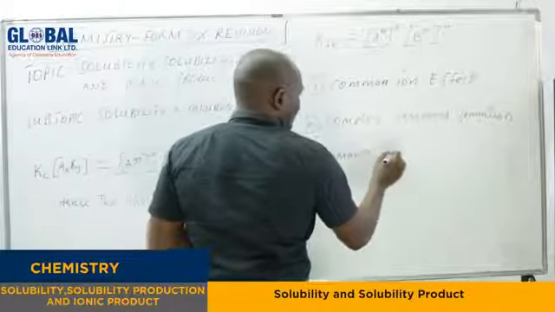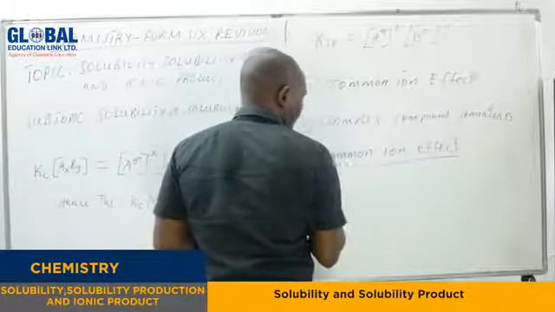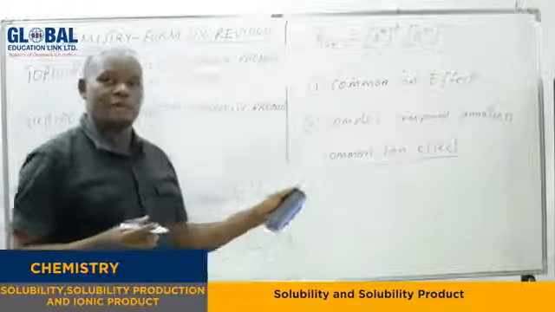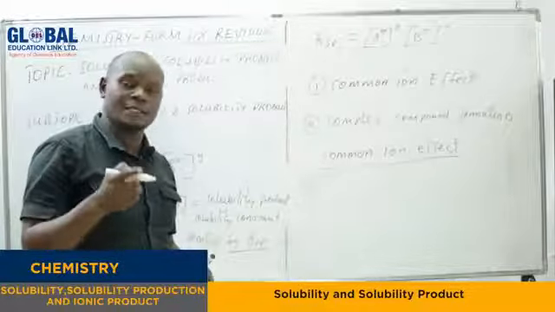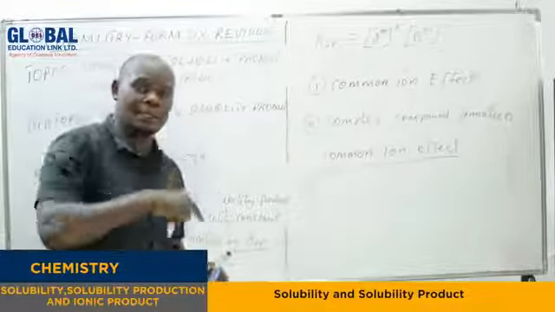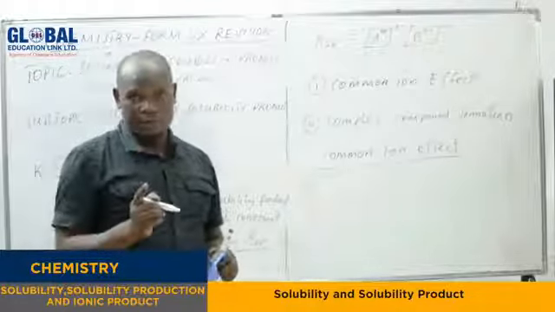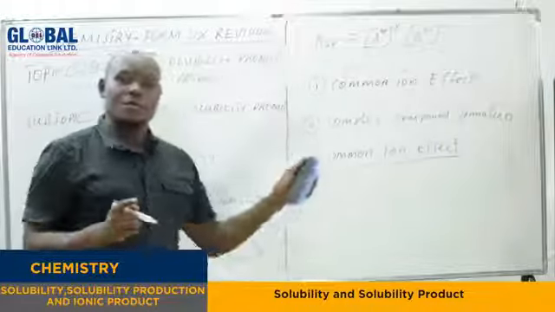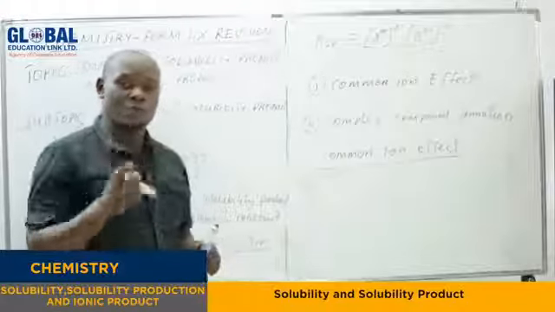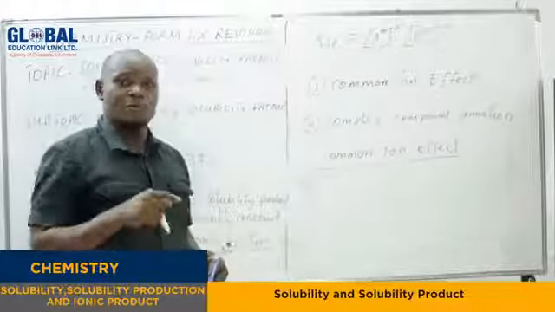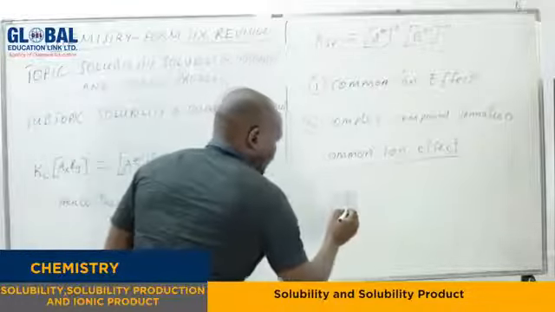Now, if we consider the common ion effect, the common ion effect is an effect which decreases the solubility of a substance when that sparingly soluble substance is added into a solvent containing one of its ions. That is what we call the common ion effect. So an effect which decreases the solubility of that substance in that solvent is known as the common ion effect.